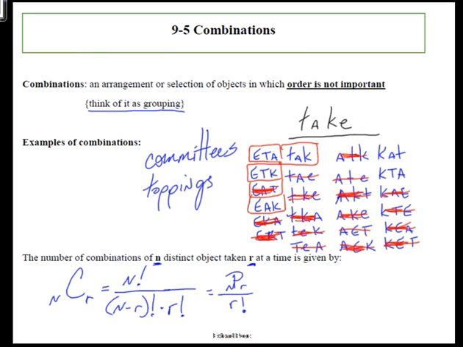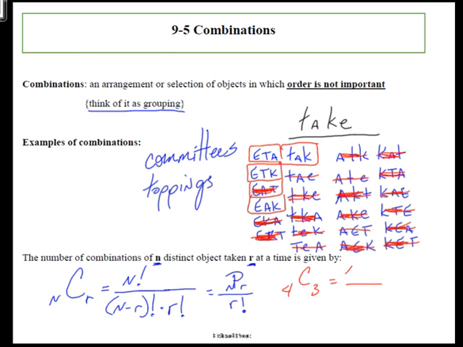This one's the same. This one's the same. That one's the same. Wow, there's only 4 things, isn't there? So basically what this is saying, I had 4 things, and I'm taking 3 of them.